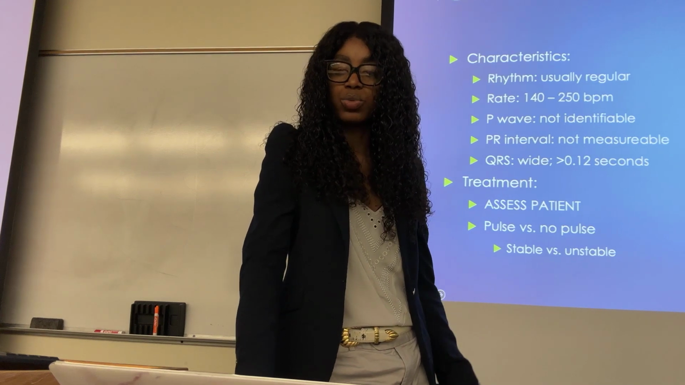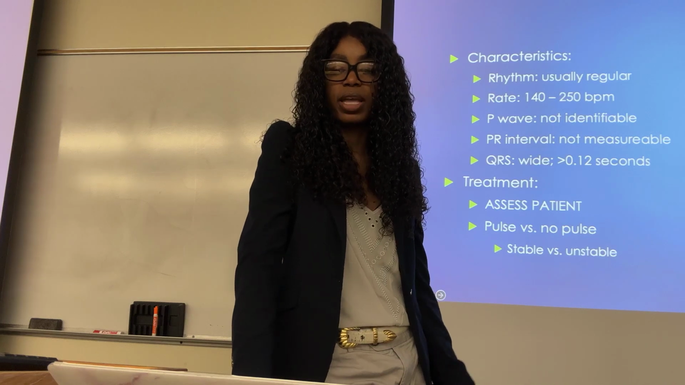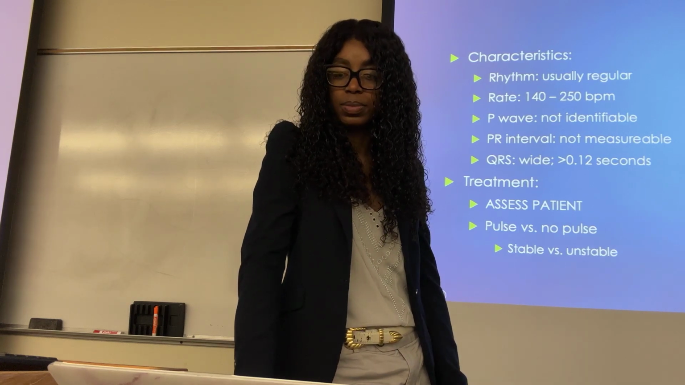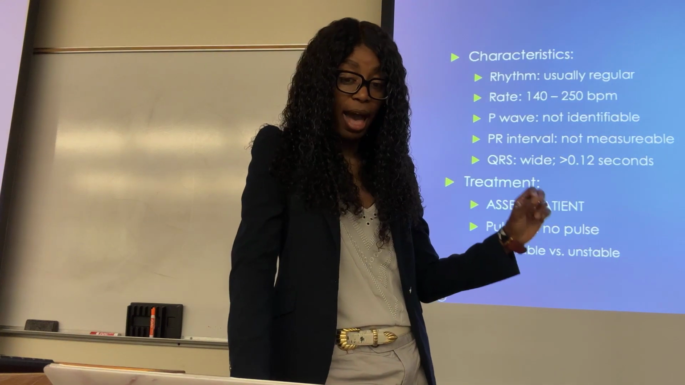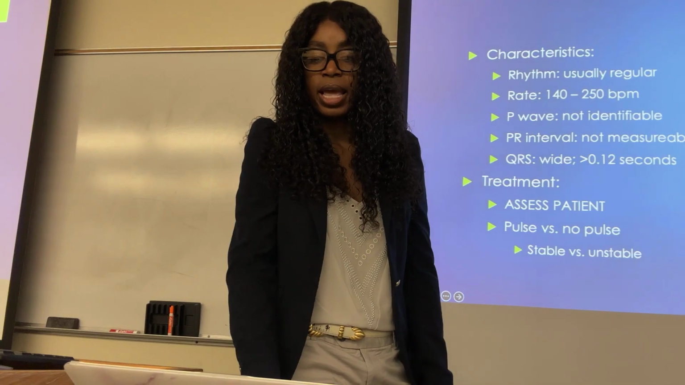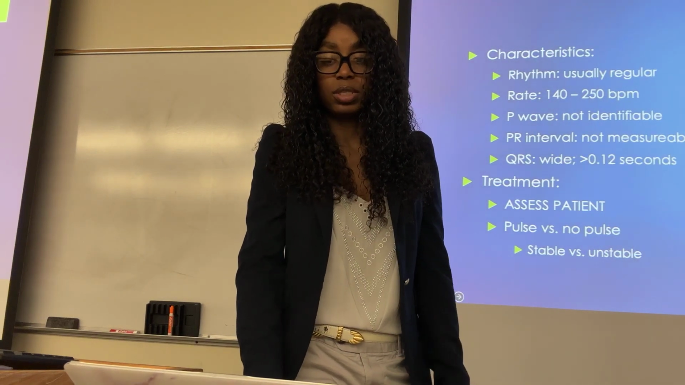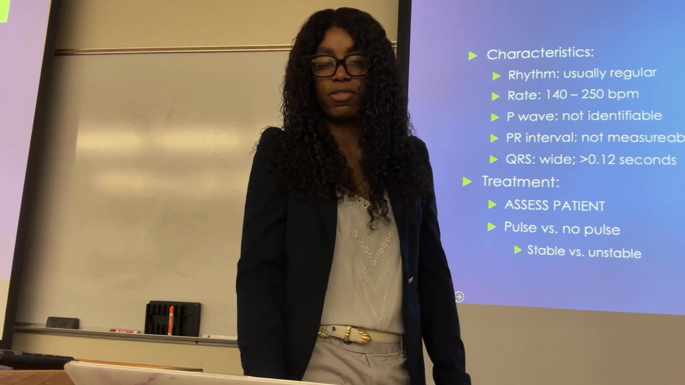Okay, so again, stable with no signs of decreased cardiac output, we're always checking the pulse. When we check the pulse, if they have a pulse and they're stable, we're giving amiodarone and cardioversion. If they're unstable and have a pulse, we're doing cardioversion. If they're unstable, we're still checking the pulse. If there's no pulse, we're treating them as VFib.